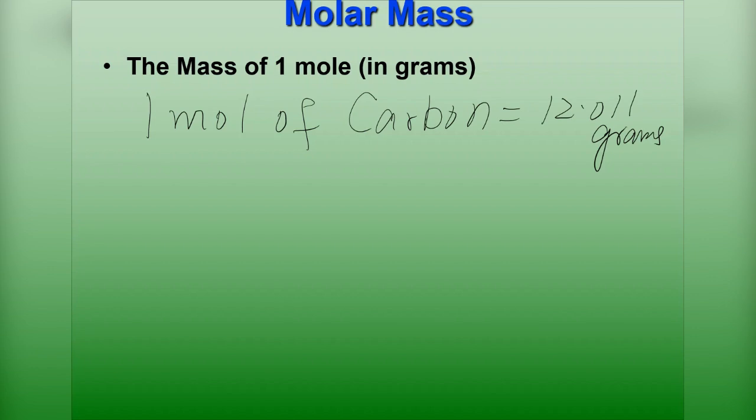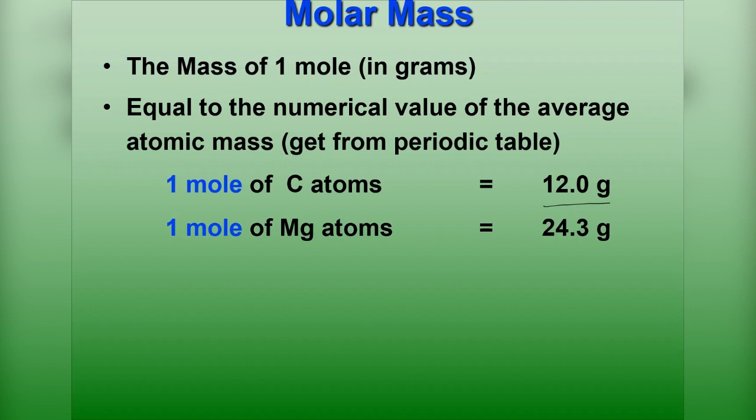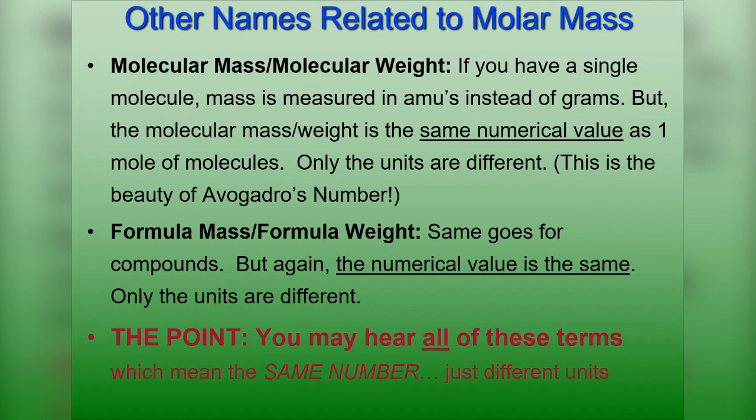Okay, let's see some more examples. The numerical value of the average atomic mass comes from the periodic table. Like I took 12 for carbon from the periodic table. So if we round it, 12.0 gram. 1 mole of Mg atoms from the periodic table, 24.3 gram. Copper, 63.5. Other names related to molar mass: molecular mass, molecular weight. If it is a compound, we use formula mass, formula weight.